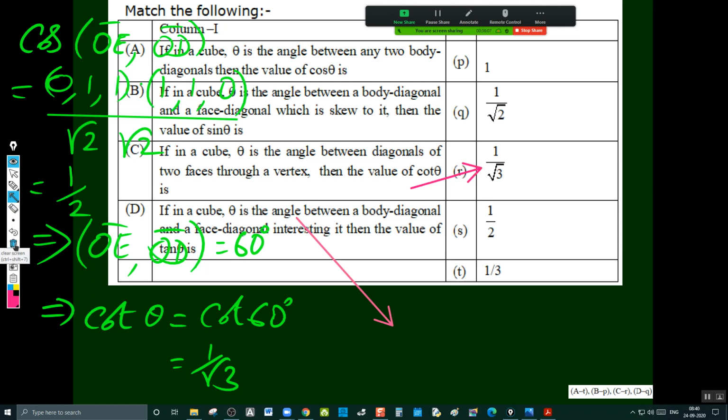Coming to D now. But Srivardhan, what is it that you answered? You answered D, right? You wrote 1 by root 2, sir. You answered D or C? D, sir, D. Okay. C was done. C was sent earlier.